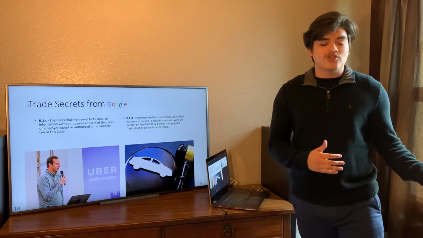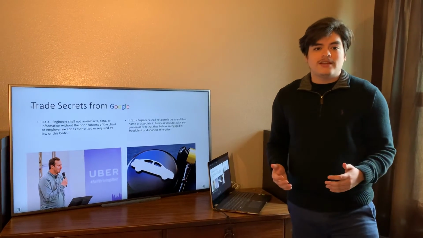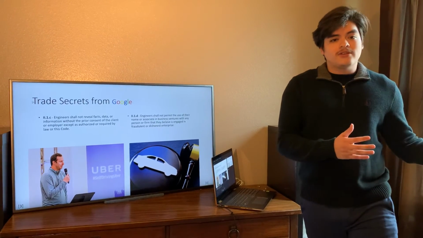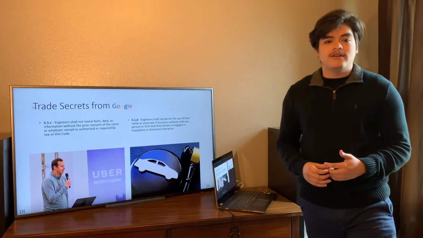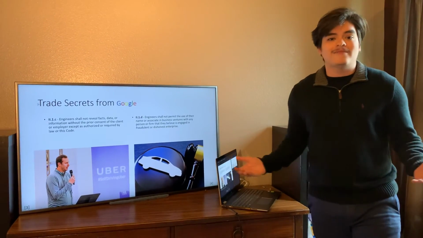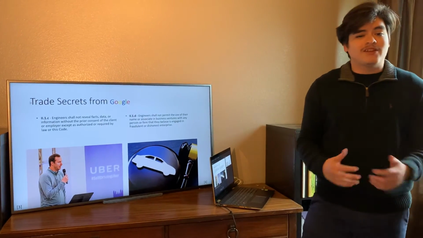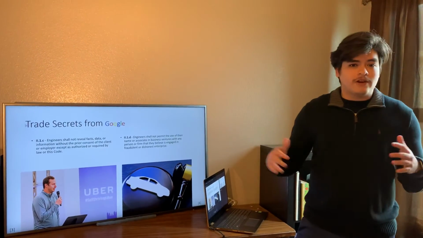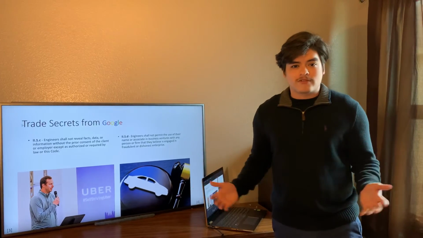With him, he took a USB that included over 17,000 files that were obviously property of Google, and he used those files to lay the foundation for Uber's own program. Obviously, he got caught, and he ended up getting sued for $170 million and going to prison. So if you find yourself in a position such as this, do the right thing, and obviously don't steal from your employer.